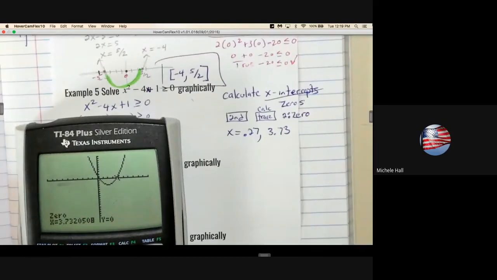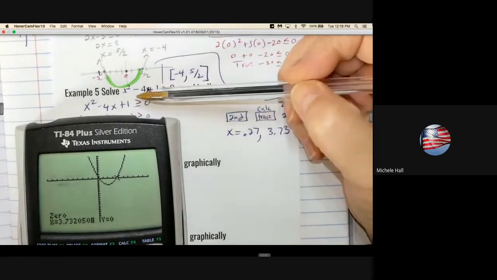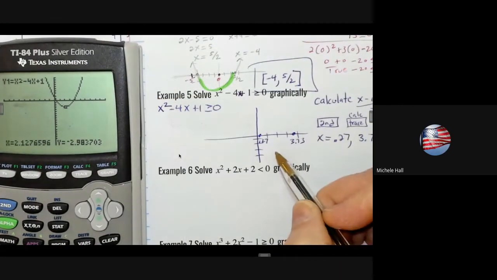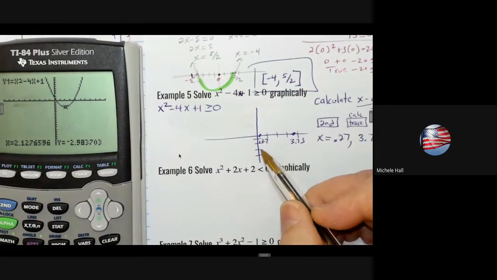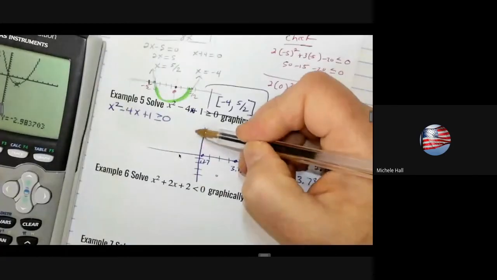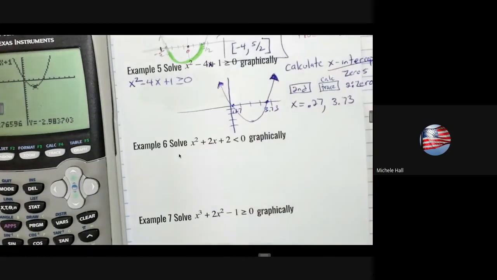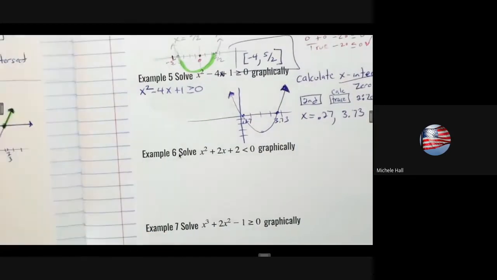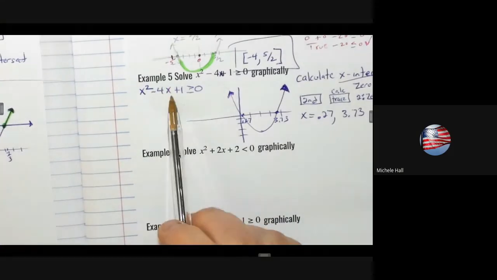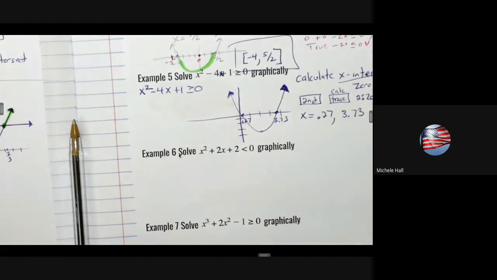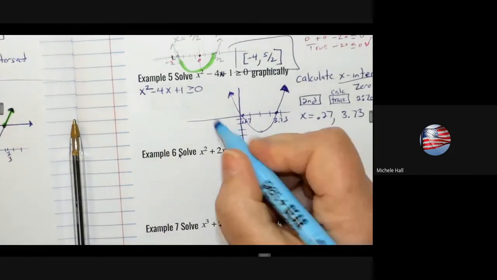When is the parabola greater than or equal to 0? And it went down to about -3. 1, 2, 3. Sketch the parabola. All right, now I'm ready to answer the question. When is the parabola greater than or equal to 0? That would be when y equals 0. This is where y equals 0.